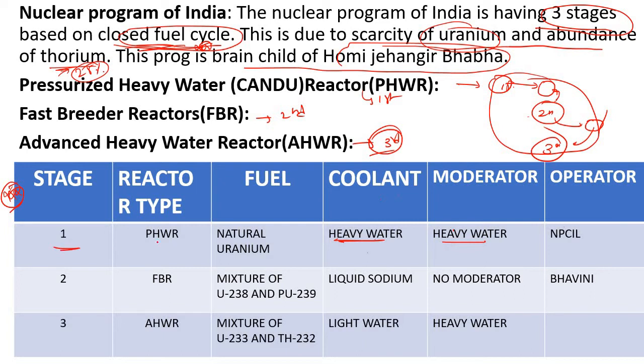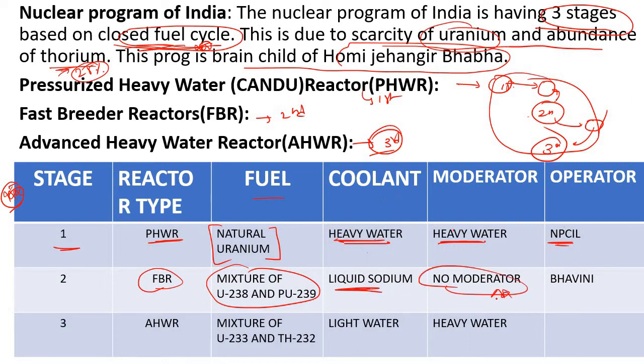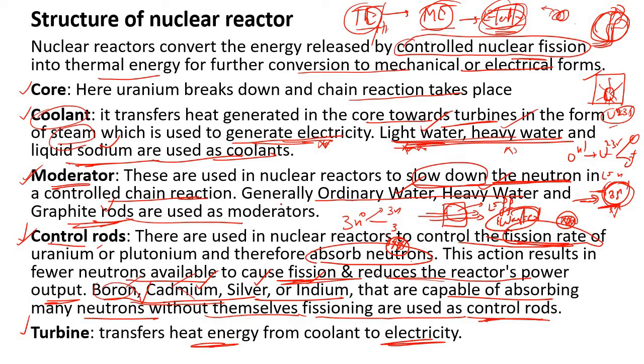In the first stage it is pressurized heavy water reactor, natural uranium is used, coolant is heavy water, moderator is heavy water, and the operator is NPCIL, the Nuclear Power Corporation of India Limited. In the second stage it is called fast breeder reactor. In this, a mixture of uranium-238 and plutonium-239 is used as fuel, coolant is liquid sodium, and no moderator is used. Okay, no moderator.